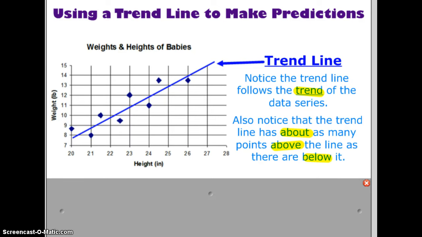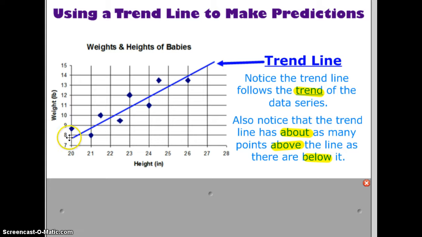Using a trend line to make predictions, please label your line on your paper as a trend line. Your arrow is pointing to the trend line. Notice that the trend line follows the trend of the data series. Our line does not connect the points. Also notice that the trend line has about as many points above as below the line. So our trend line doesn't necessarily touch the points. It has some points above and some points below.